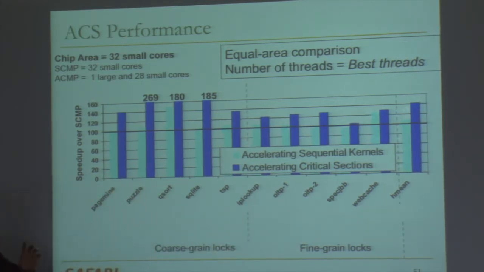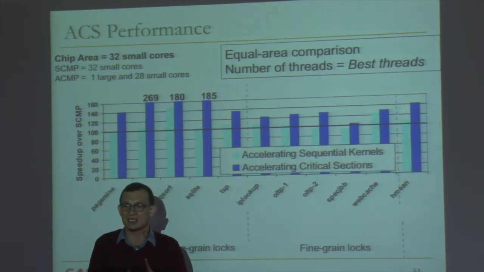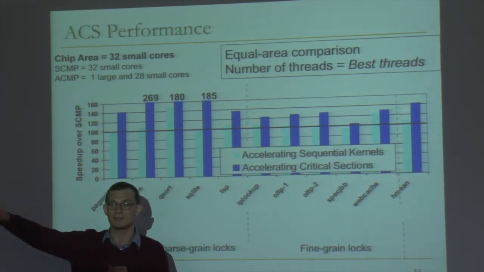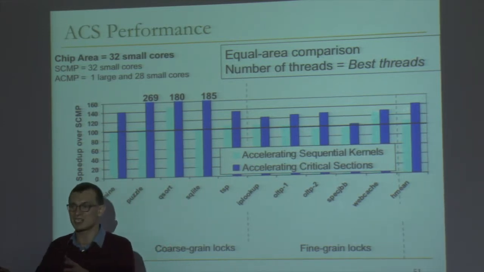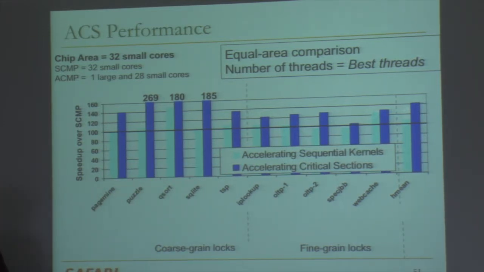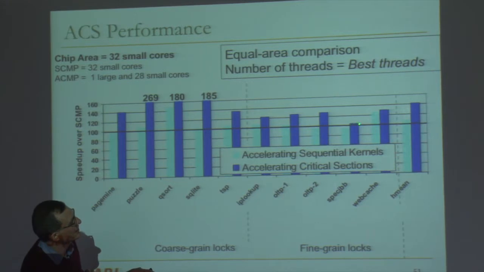Because if the programmer did a really good job and reduced the size of the critical sections, still executing the critical sections in the large core might be a good idea because now you avoid ping-ponging, right? You keep shared data and shared locks in one place. But maybe it's less of a win. Maybe a good idea, but less of a win. And in fact, you see that here, you don't get a lot of benefit in SPECjbb.